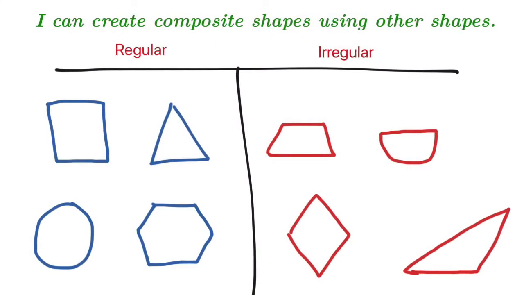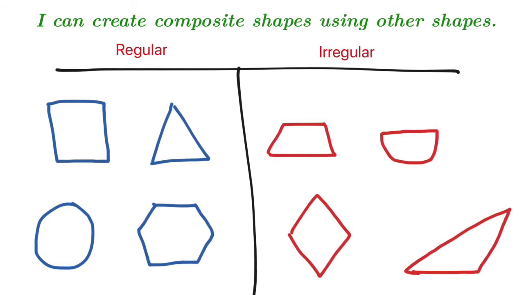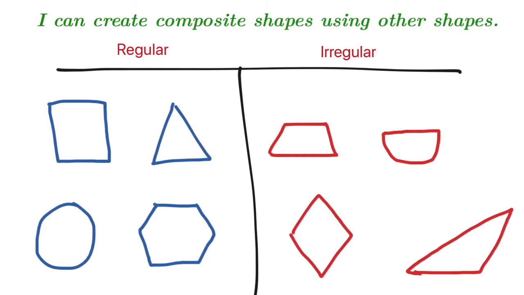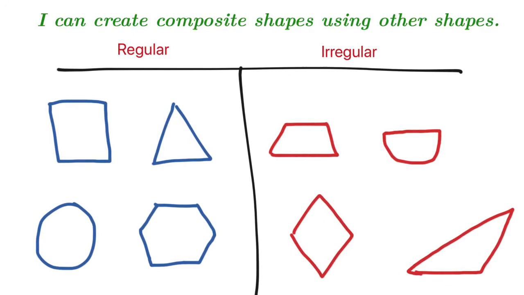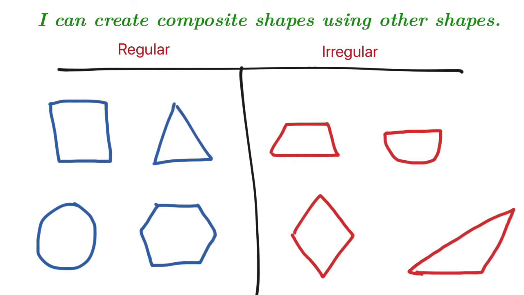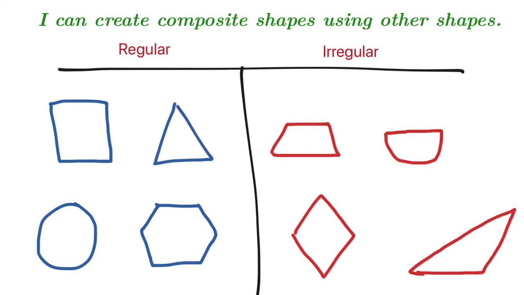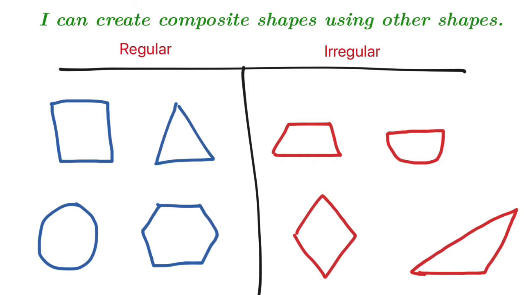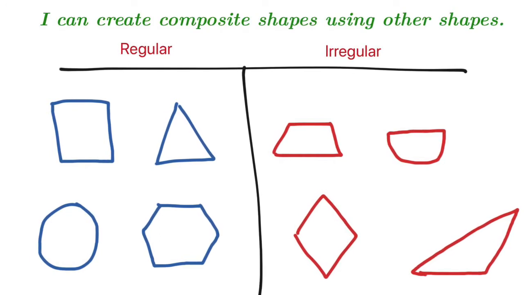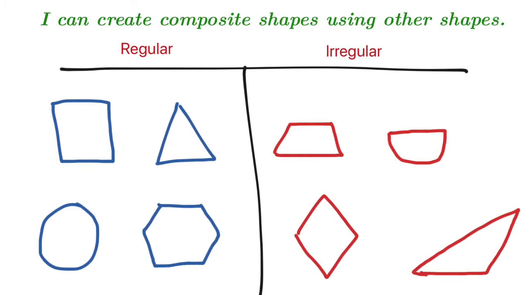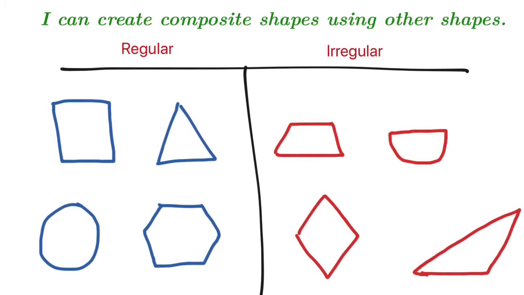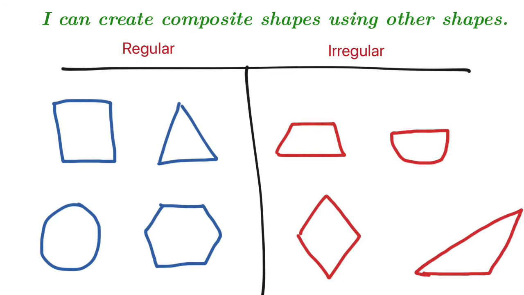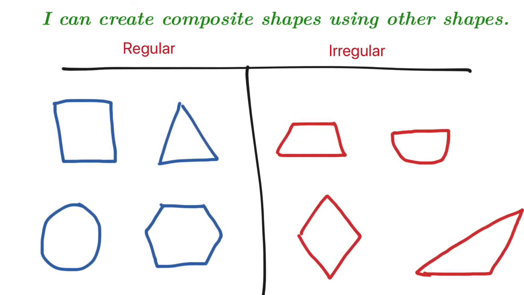Today we are going to talk about regular shapes and irregular shapes. We will be able to say, I can create composite shapes using other shapes. Composite shapes is when we're making a shape using 2 or more of the shapes that you see here. Some of the regular ones that we've already talked about are the 2D shapes like a square, a triangle, a circle, and a hexagon. Those are regular shapes because they all have the same length of sides. Irregular shapes that we've talked about are the trapezoid, there's a half circle, a rhombus, and then a triangle that has one side that is longer than the other 2 sides, so that's what makes those irregular shapes.